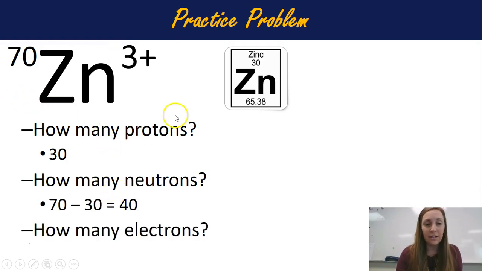How many electrons? We have an overall +3 charge. So you always do protons minus charge, so 30 minus 3. You can also think you need to have 3 more protons than you have electrons, because you need more positive protons. You can't change the number of protons. So you must have 3 less electrons. So it's 27 electrons.